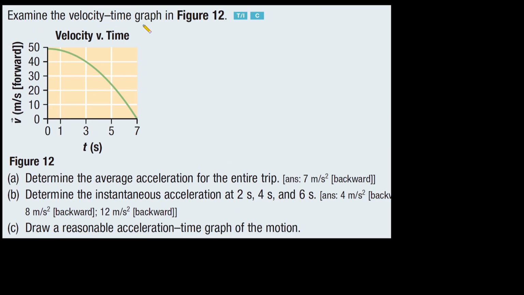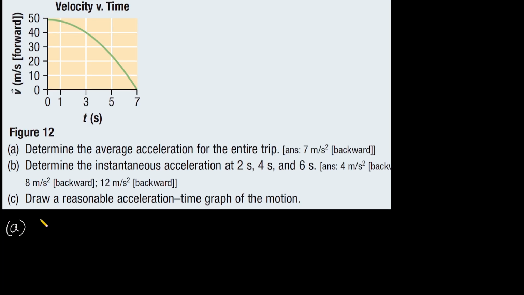Question: examine the velocity time graph in figure 12. So this is a velocity time graph. And A, determine the average acceleration for the entire trip. B, determine the instantaneous acceleration at 2 seconds, 4 seconds, and 6 seconds. C, draw a reasonable acceleration time graph of the motion.